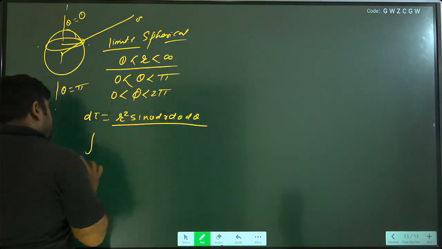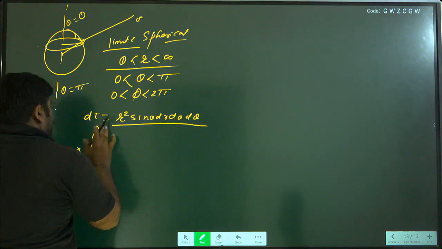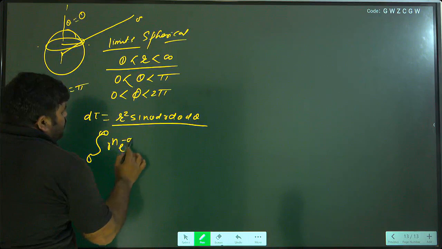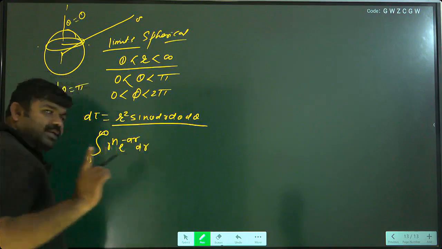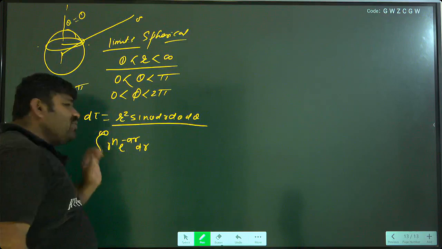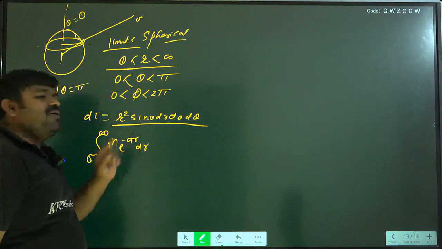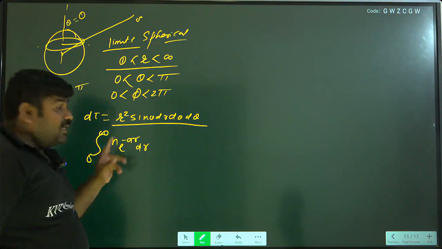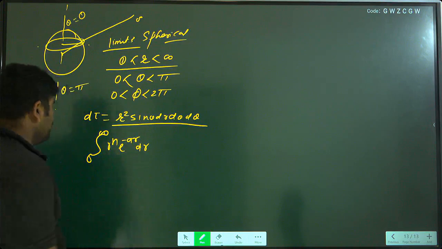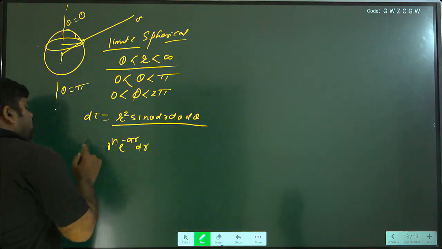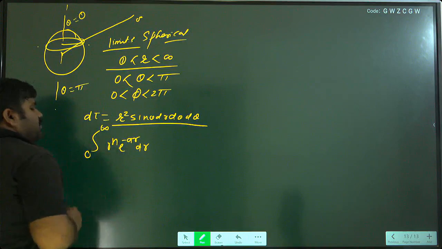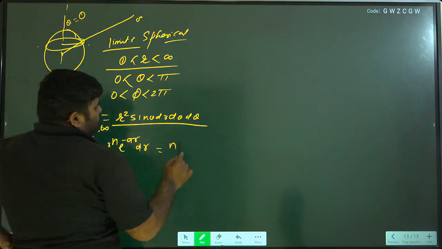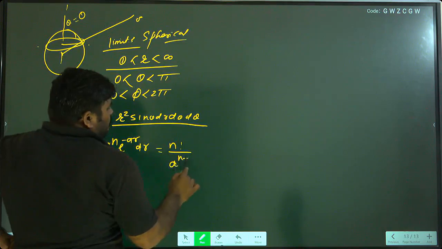0 to 2 pi. Here we can memorize one formula: the integral from 0 to infinity of r to the power n, e to the power minus ar dr. This formula is applicable when the limit is 0 to infinity. Second, the power of the exponent variable must be 1: whatever the power n of r, this power must be 1, then the formula is applicable. The limit must be 0 to infinity. Then the integral of r to the power n e to the power minus ar dr is equal to n factorial upon a to the power n plus 1.